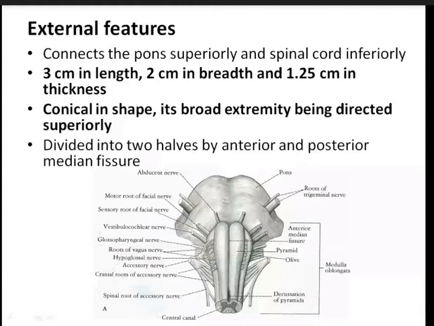So it is conical in shape. Here we can see the broader extremity being directed superiorly and the narrow extremity being directed below. And it is divided into two halves by the anterior and the posterior median fissure. Here we can see the anterior median fissure in front, and similarly the same fissure in the posterior aspect. So it divides into each lateral half.